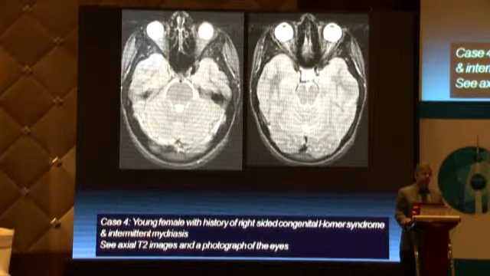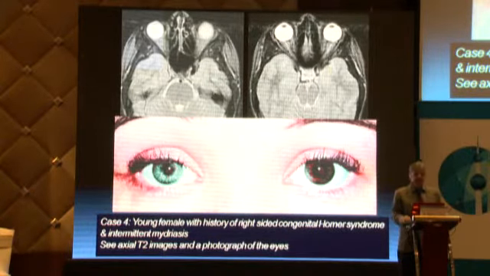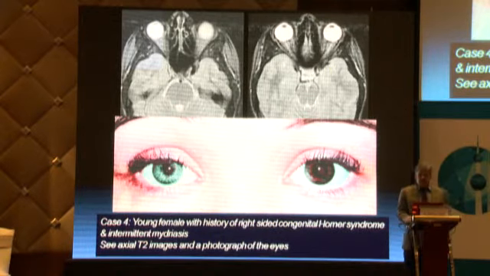Then have a look at the patient. It always helps to have the clinical history. This was a young patient with right-sided congenital Horner syndrome and intermittent mydriasis. This is the photograph of the patient. We have permission to show this case, and we even published it, so it's a nice case. If you go to AJNR, you'll find this case published. So what do you notice over here?